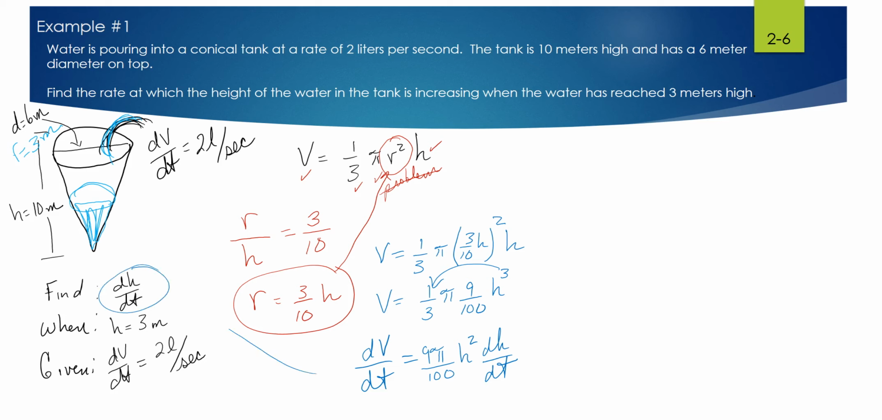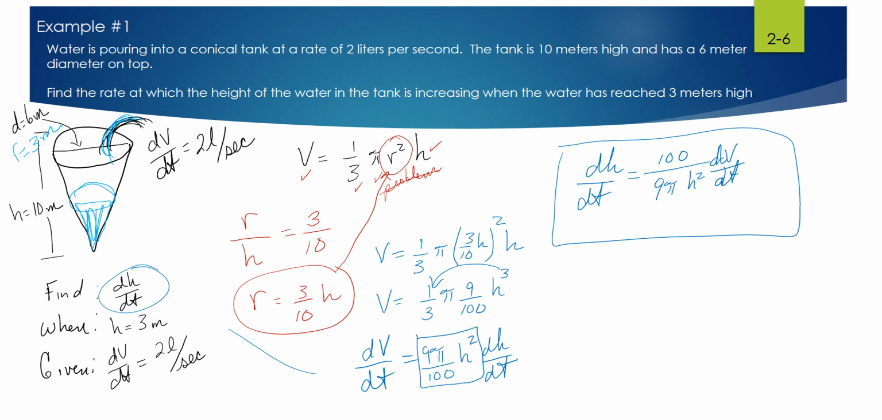And so I want it to match, so I'm going to take this fraction and reciprocate it to the other side so that I can give my answer in the form of dh over dt equals 100 over 9 pi times h squared. And it's multiplying dV over dt. Okay, so that's one answer. That's step 7. Step 8 says I can now plug in.